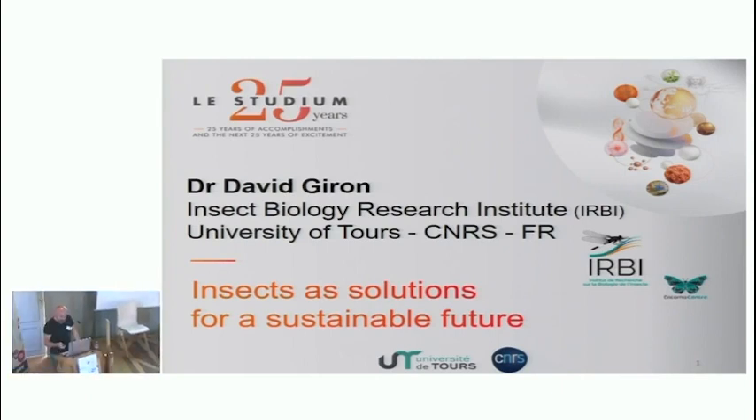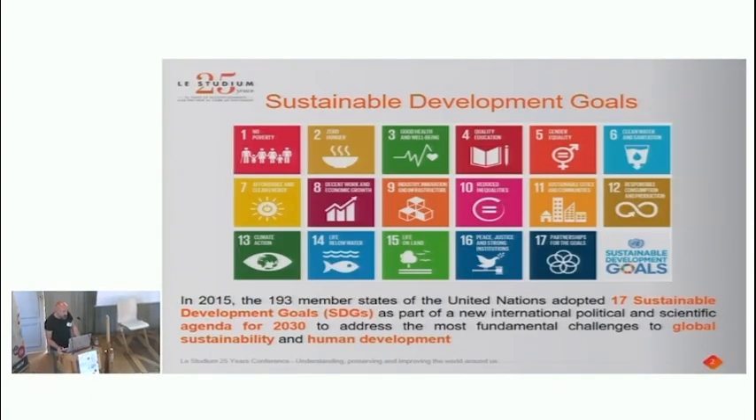So in 2015, the United Nations adopted 17 Sustainable Development Goals, SDGs, and that was part of the scientific and political agenda for 2030. They are supposed to address the most fundamental challenges to global sustainability and human development. And as you can see, they are pretty broad. They aim to target no poverty, zero hunger, good health and wellness, and so on.